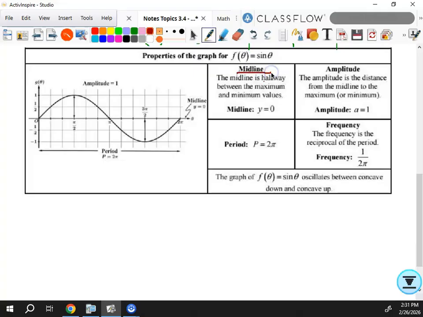The midline is halfway between the maximum and minimum, and it is a line, keyword line, so it's y equals 0 for the parent function. That's this right here. We use it kind of like we do asymptotes. It's officially not part of the graph, just like an asymptote isn't, but we sketch it in because it helps us figure things out a lot. Okay. Then we've got amplitude. Amplitude is the distance from the midline to the maximum or minimum. Here, this is the amplitude.